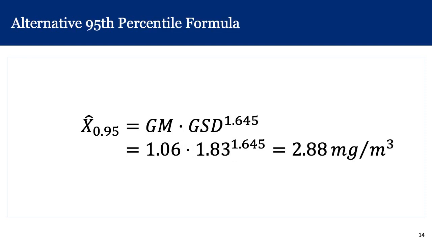An alternative way to calculate the 95th percentile, and this is a very convenient thing to remember, is that the 95th percentile is just the geometric mean times the geometric standard deviation raised to the power 1.645. The geometric mean is 1.06, the GSD is 1.83, and you raise it to the power 1.645, and you get a value which is, again, 2.88 milligrams per cubic meter.